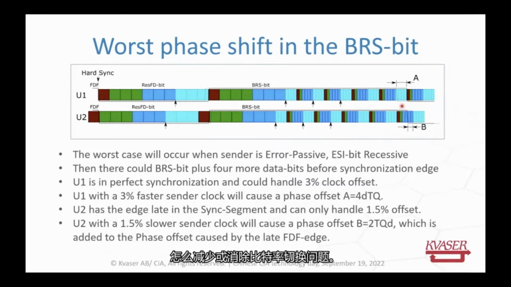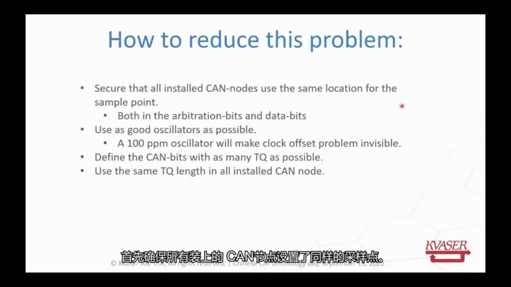So, how to reduce or remove this bitrate switch problem? First of all, install CAN nodes with common sample point location in both the arbitration bits and in the data bits. If possible, use oscillator with small variations. Define the CAN bits with as many time quanta as possible. Use the same time quanta length in all installed CAN nodes.